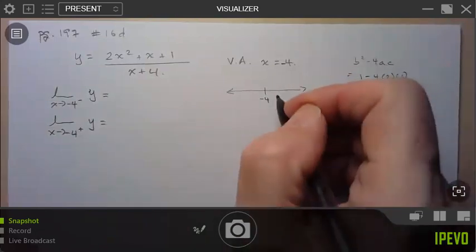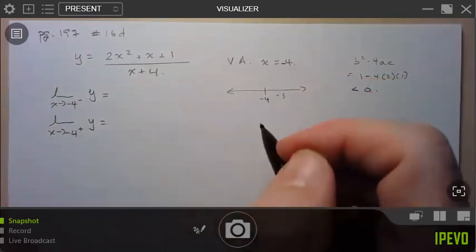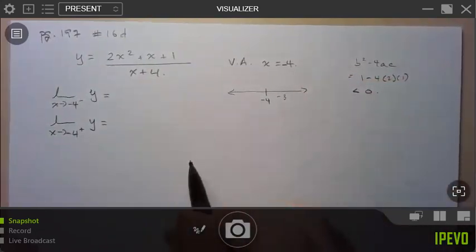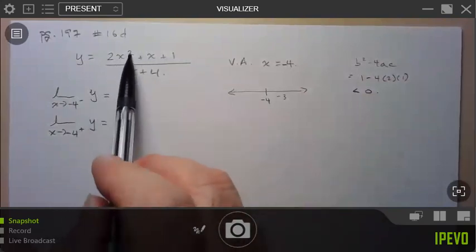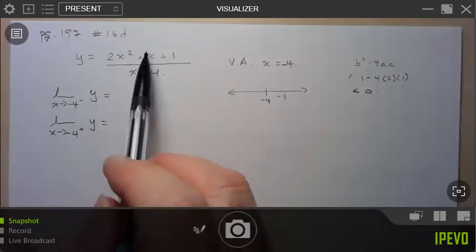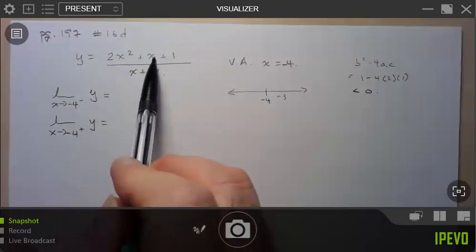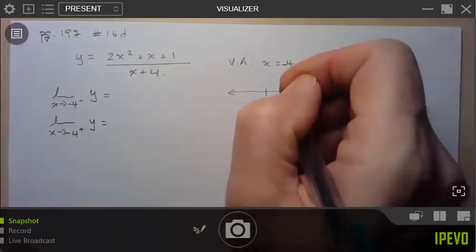So let's try -3 and let's see what happens. Let me try to do this carefully here. So this is going to end up being 9 times 2 is 18 minus 3 is 15 plus 1, so positive in the numerator.